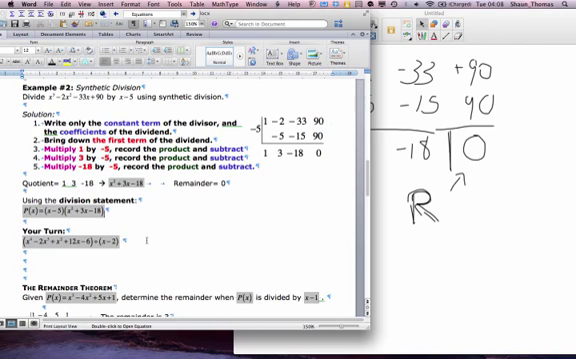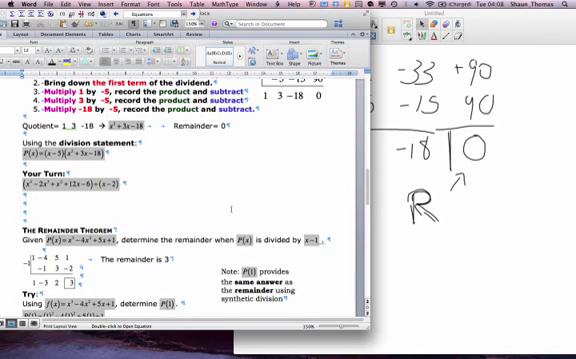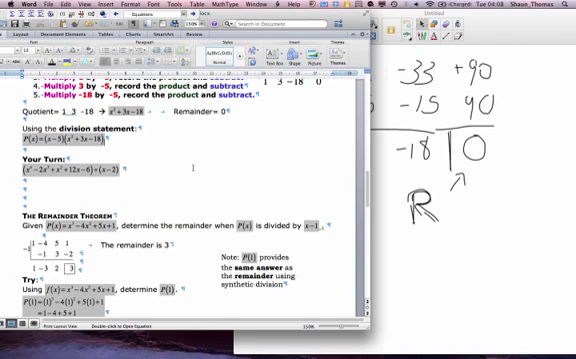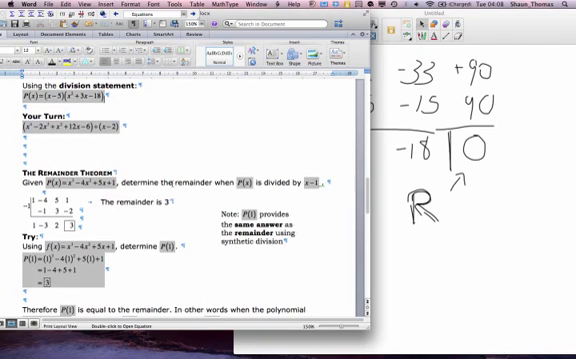Moving on then to the focus, the remainder theorem. Everything has been so far focusing on solving for the remainder. Now there is actually a shortcut for this, and it's what we call the remainder theorem.